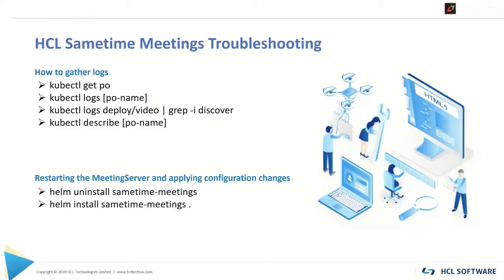And then just like being able to pipe the logs to a file, I can also run other commands in Linux, like a grep command. This particular sample command with the deploy/video grep discover is how I might determine what the stun address was that was returned, the public IP address that was returned to my stun request.